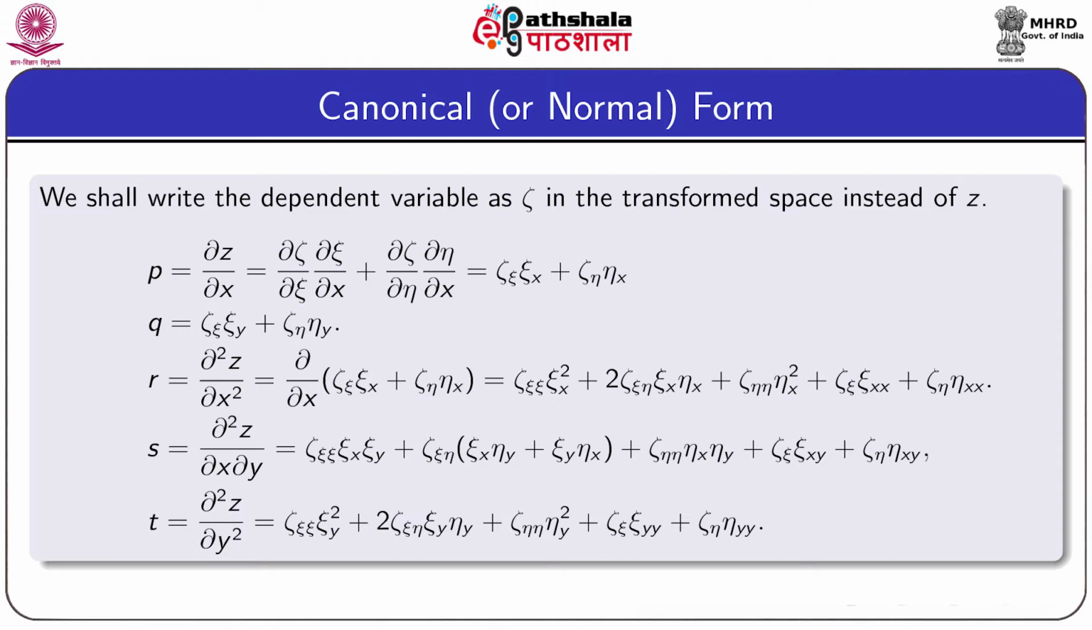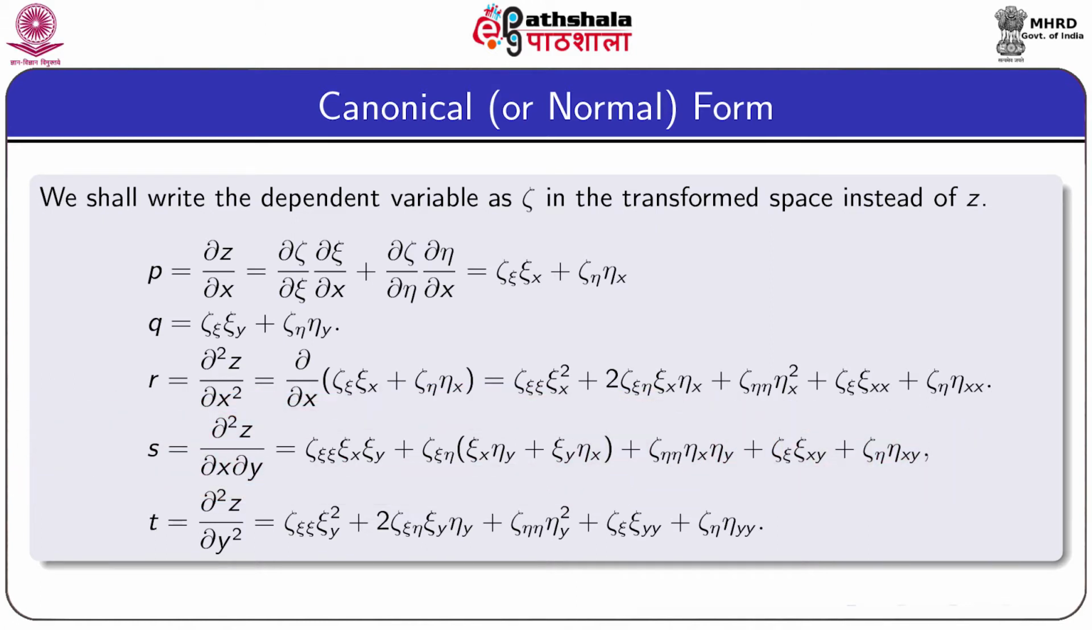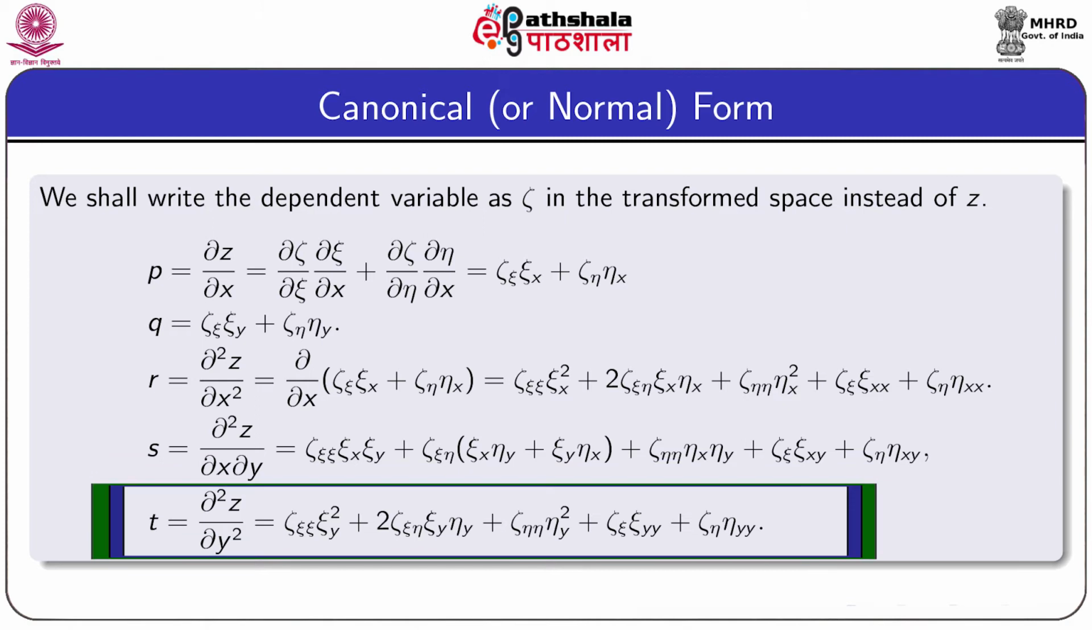Similarly, the quantity small r, which is del 2 z del x square, can be written in terms of the functions xi, eta and zeta, and s, which is del 2 z del x del y, can be written in a similar way. Also, we can see that the variable t, which is del 2 z del y square, can also be written in terms of xi, eta and zeta.